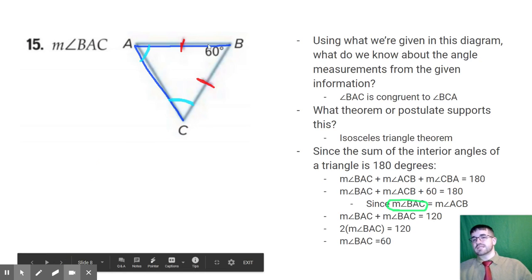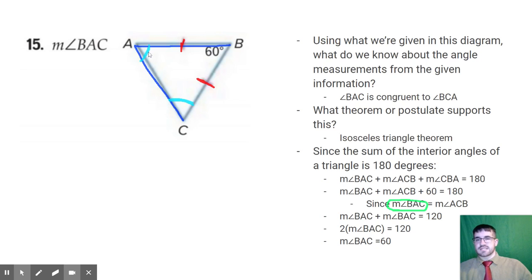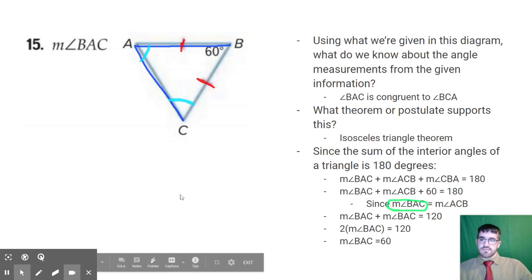And just an extra point, since the measure of angle BAC is 60 degrees, then the measure of angle ACB is also 60 degrees, which means that we have what kind of triangle here? We would have an equilateral triangle. So the segments would also all be congruent.